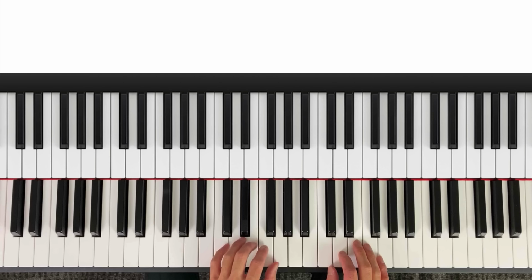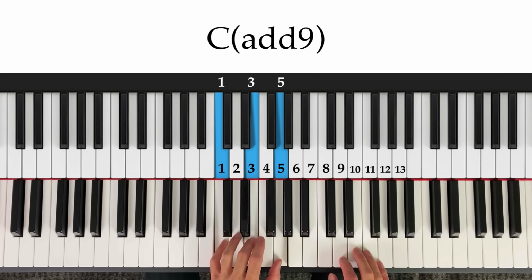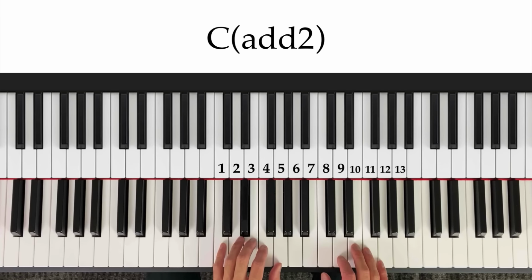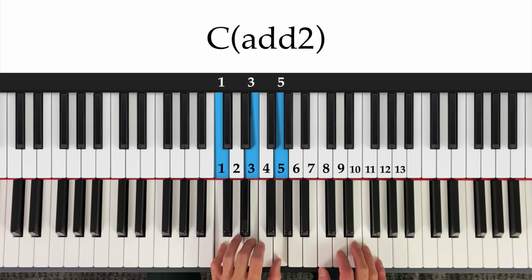For example, you might see a C add 2 chord. You know that C add 9 is a C major chord, and then you add the 9th scale degree. So you can reason out that a C add 2 is a C major chord where you add the 2nd scale degree.